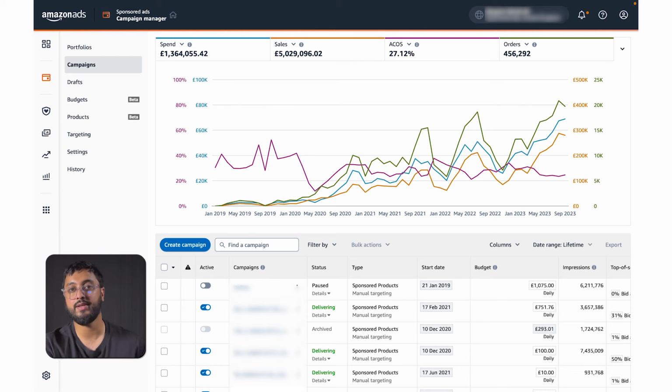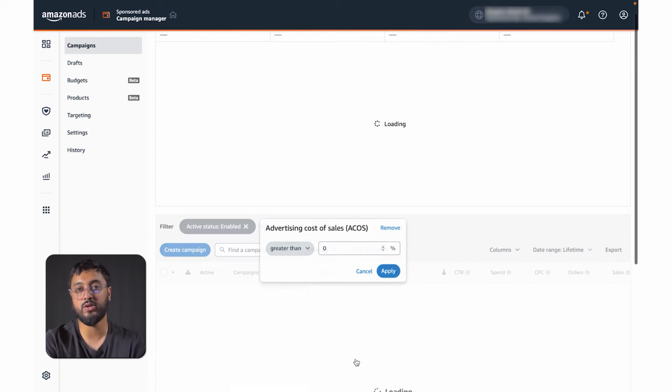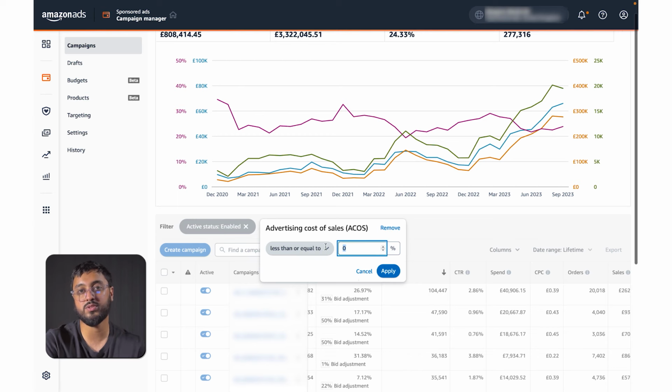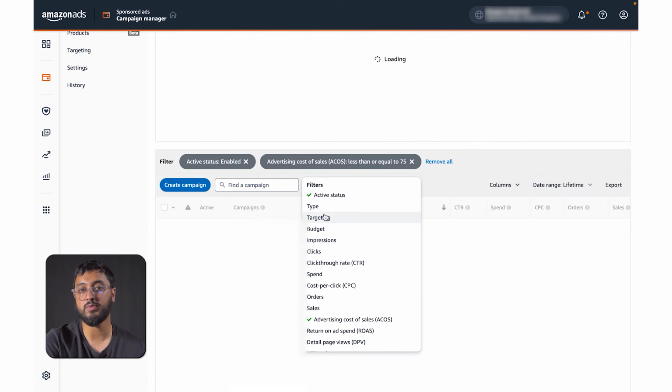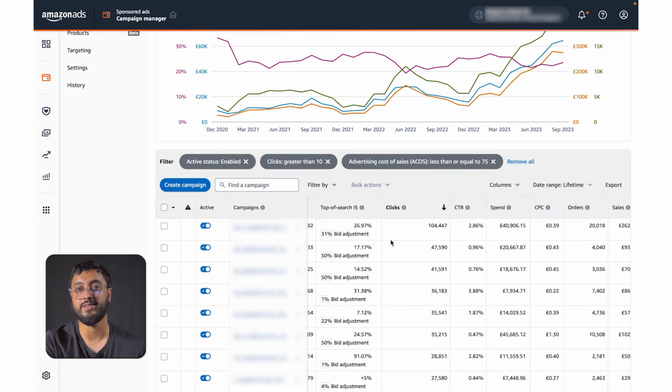So I'm going to go ahead and apply some filters. I'm going to first select active status, enabled. Then I'm going to filter by ACOS less than or equal to 75%. And then I'm going to filter by clicks, and I want anything greater than 10. This is just so that I've got a little bit of data to work with.